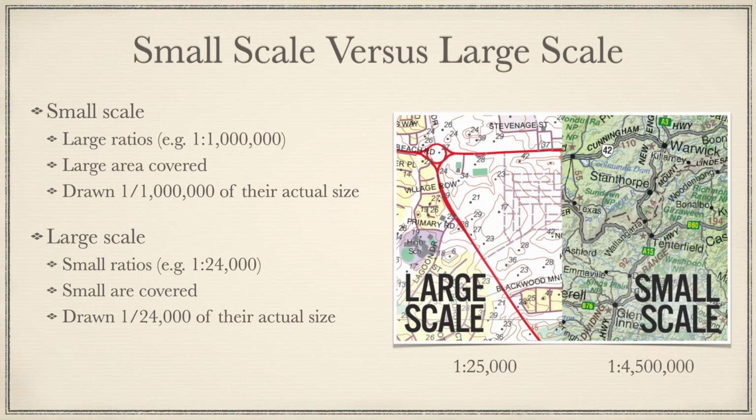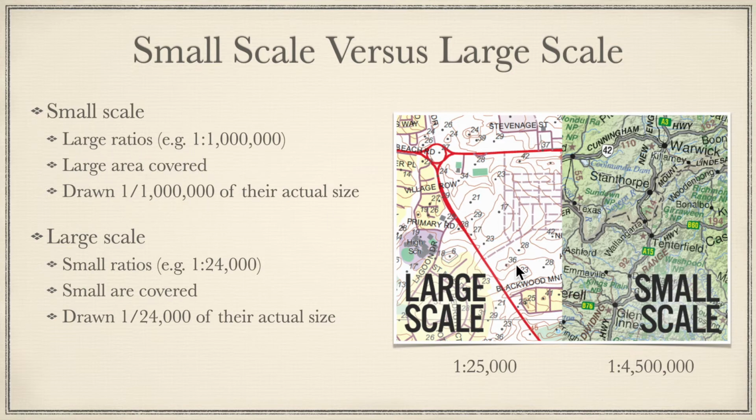Now, small scale versus large scale. You may have heard this for models or things like that, like if you build scale models of cars or airplanes or railroads or anything like that. Well, the same thing applies to maps, but it's kind of counterintuitive. So a small scale map usually has a very large ratio. So 1 to 1 million, for example, is a small scale map. This covers a very large area.